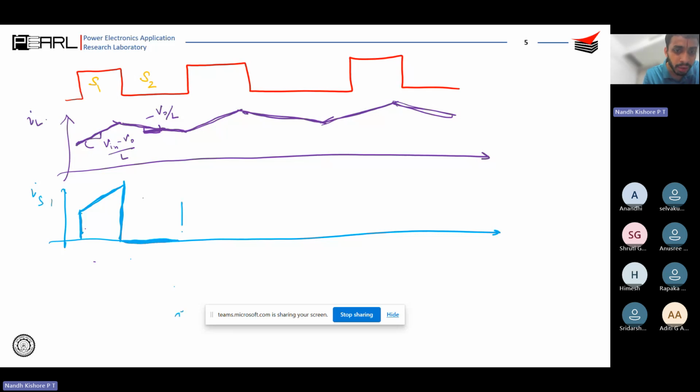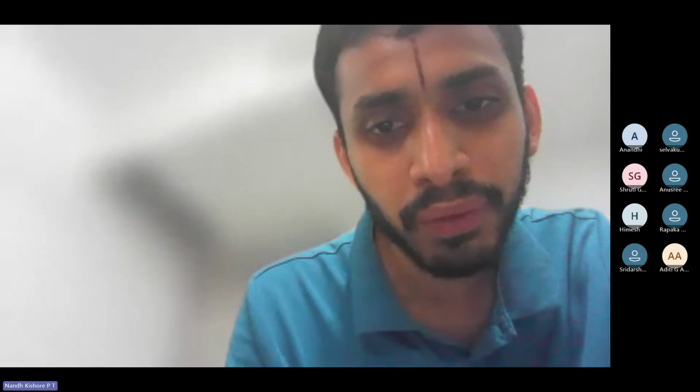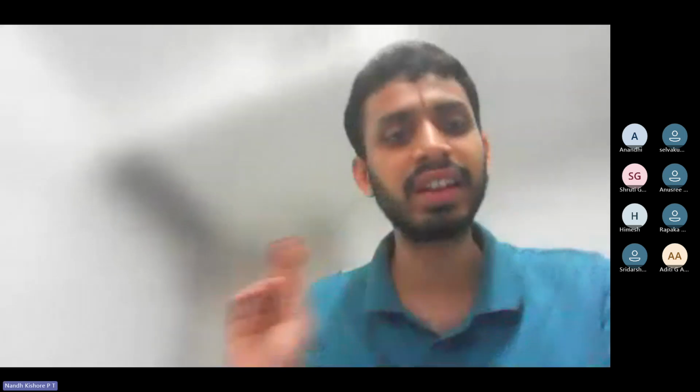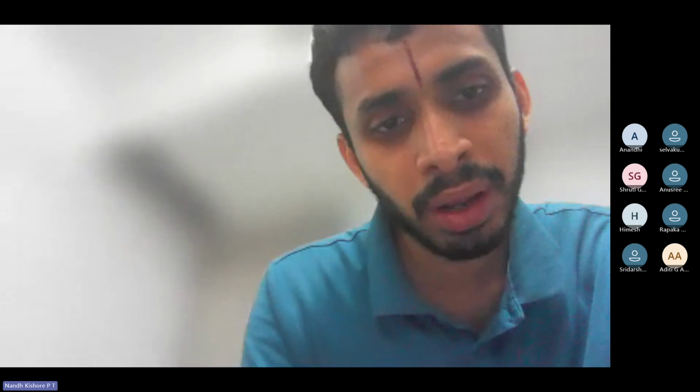So the device current is going to look something like this. This is not to scale, so pardon me for that, but you understand that it's going to be a train of pulses like this. This is how your S1 current is going to be, right? And you will have an average value called capital IL, and you will have an average value over here as well. Let me call this capital IS1.